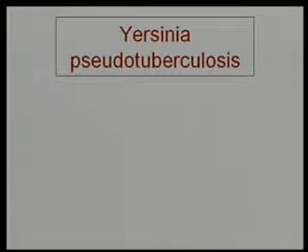Unfortunately, there is a lot of memorization. But when you really think of it, once you know the organism and you know what the pathogenic mechanisms are, then you know why the symptoms occur.